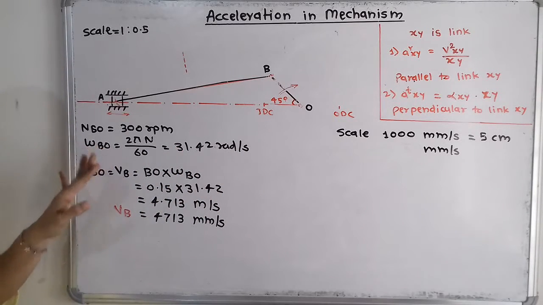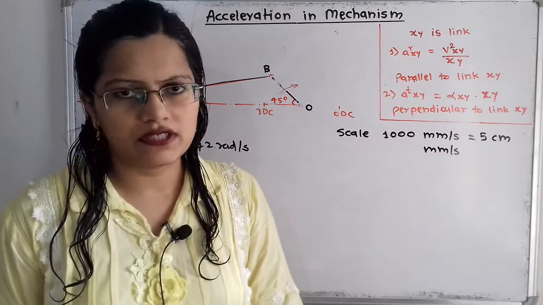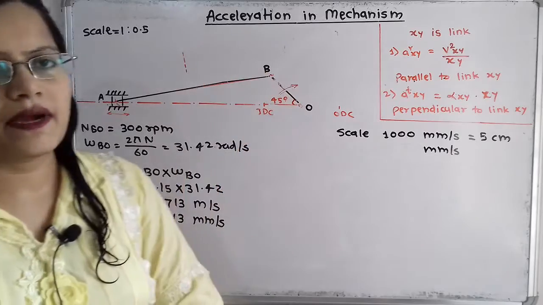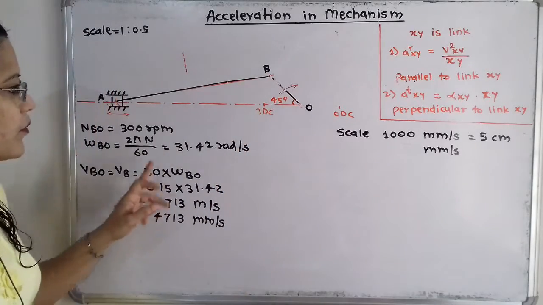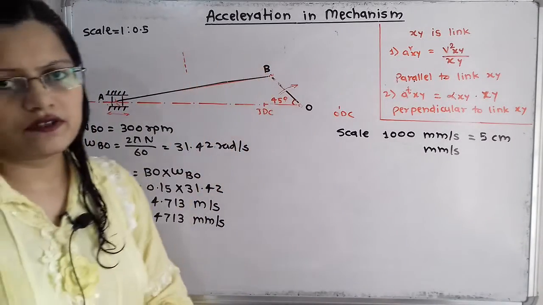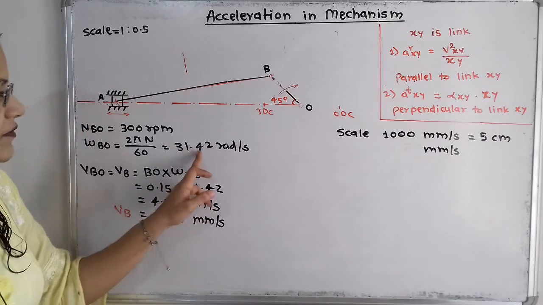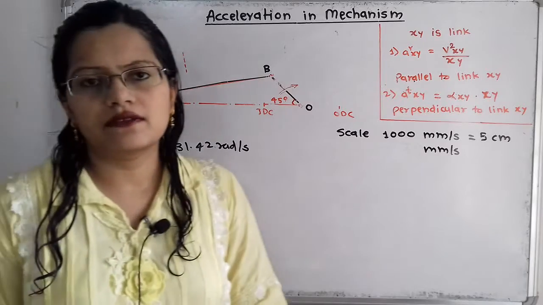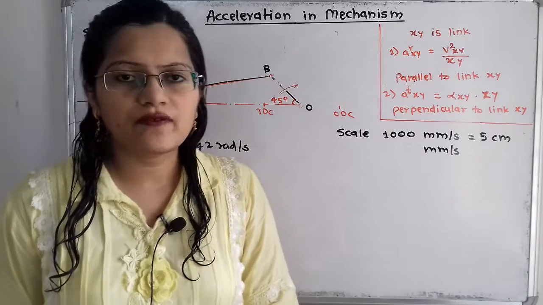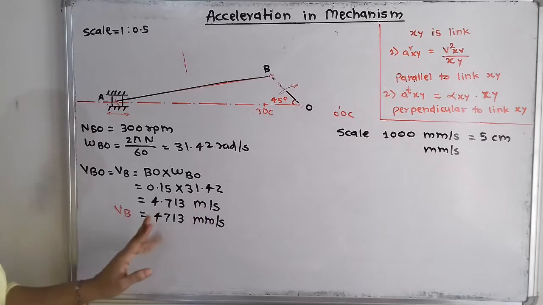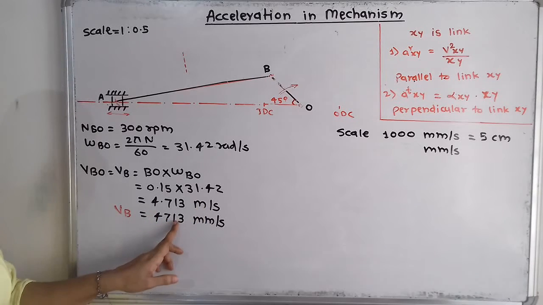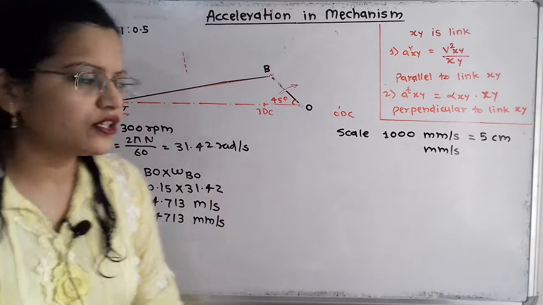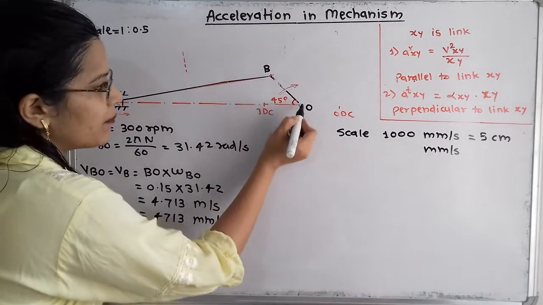And then from this omega we can find out the linear velocity. So linear velocity V is equal to this distance OB multiplied by omega. So here OB we have to take into meters. So 0.15 multiplied by 31.42 which is equal to 4.713 meter per second. So when we multiply this term with 1000 we will get the answer in millimeter per second, that is 4713 millimeter per second. So this is the magnitude of velocity of point B about O.